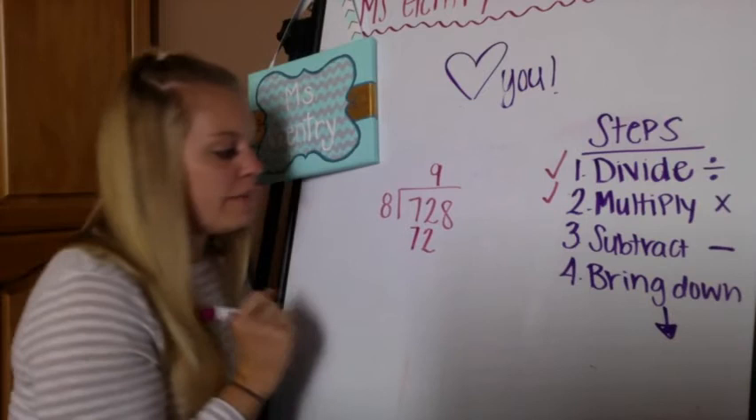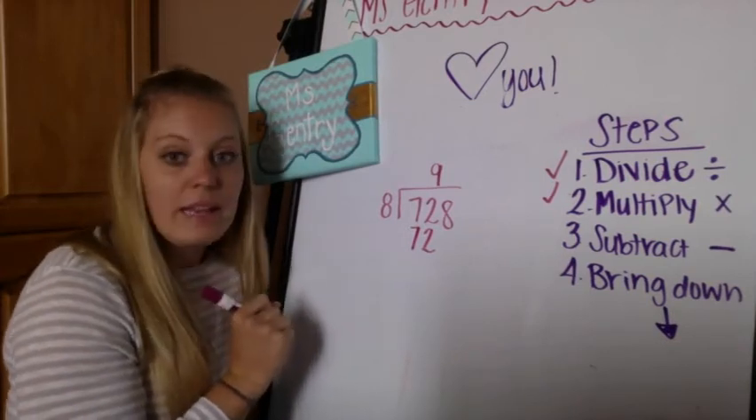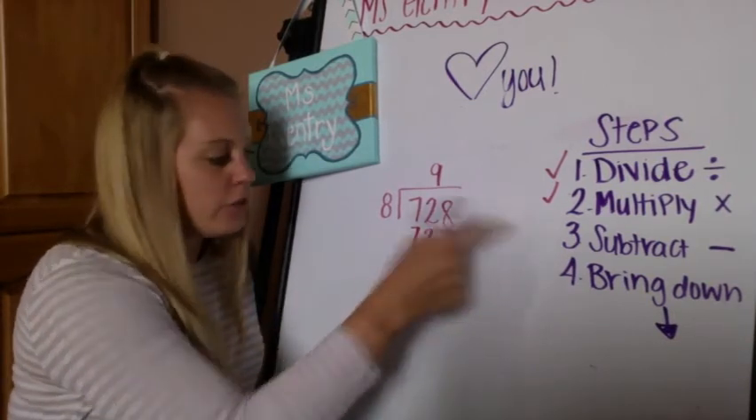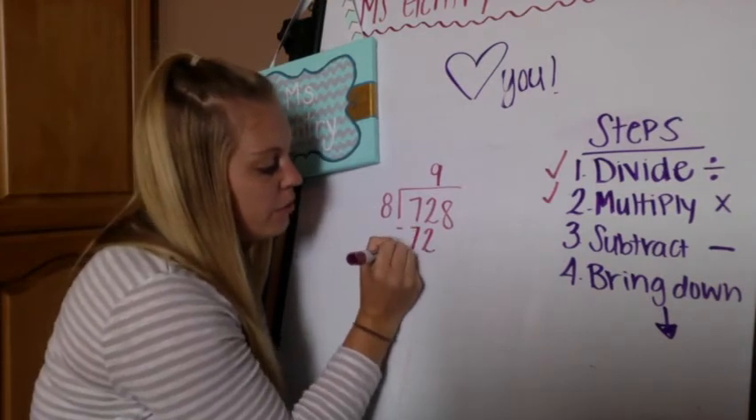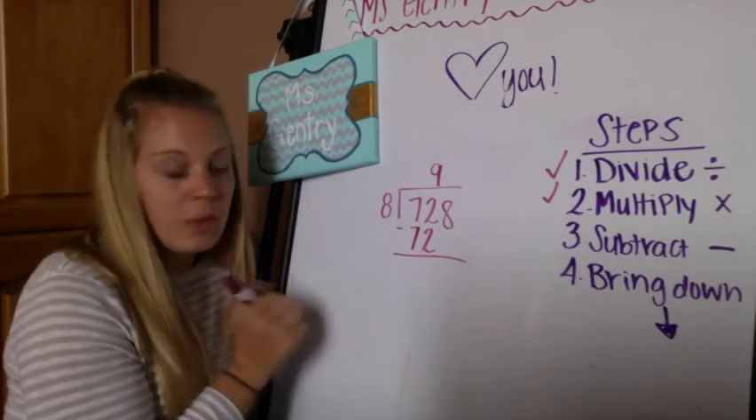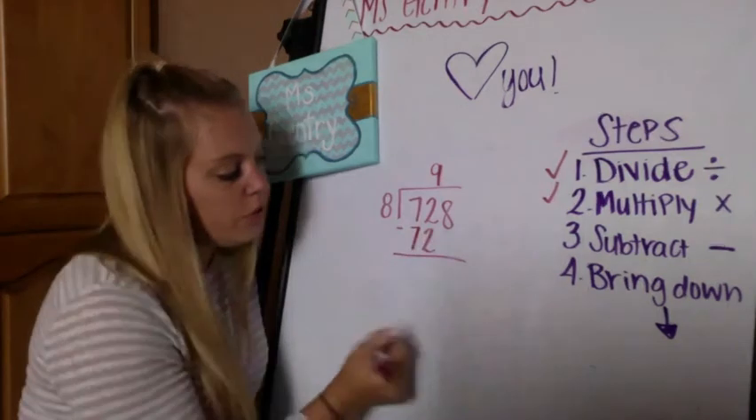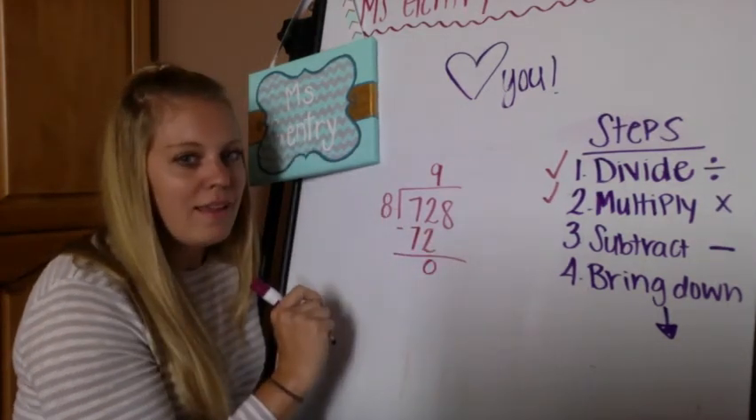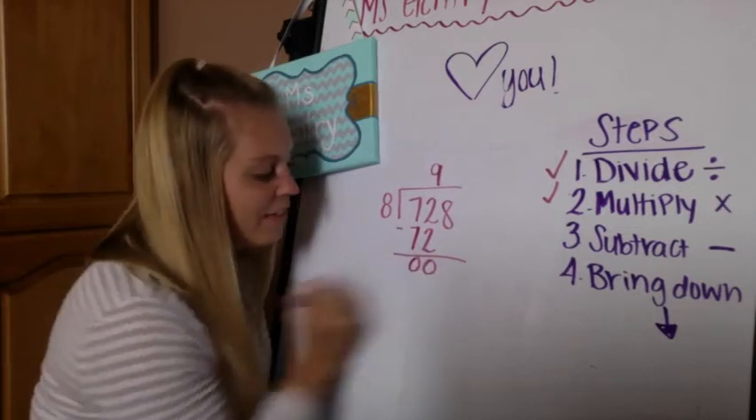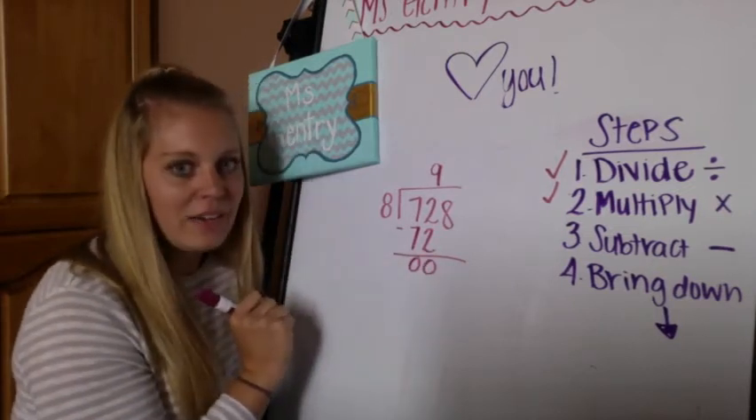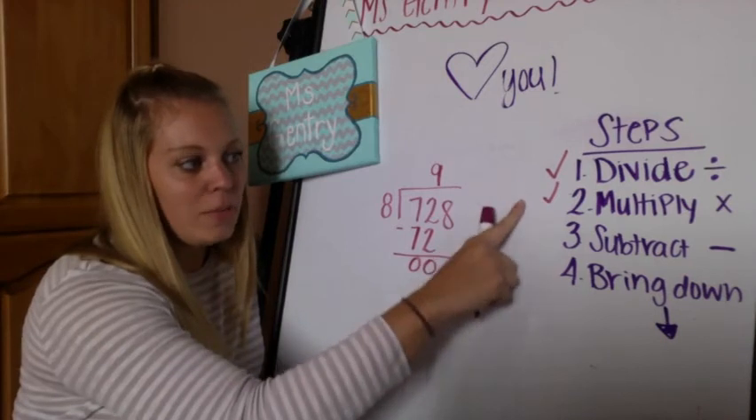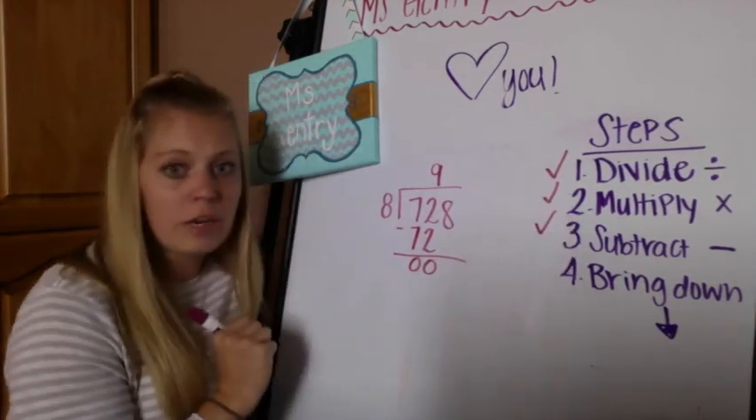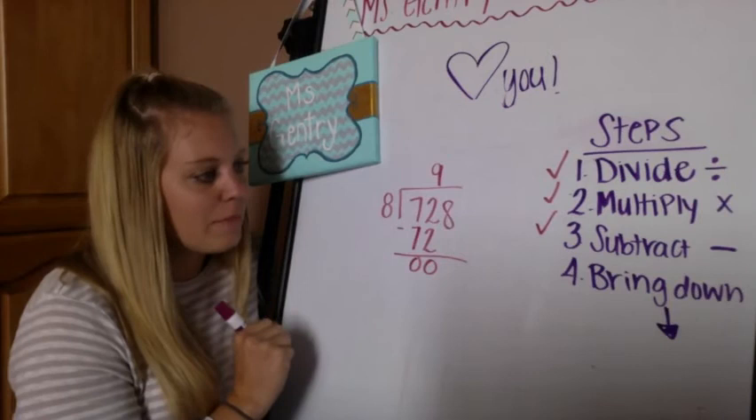8 times 9 is 72. We've multiplied. Now we're going to subtract. You got it. So we're going to take 72, subtract it from 72. Starting in the ones place, we're going to do 2 minus 2. That's 0. 7 minus 7, 0. All right. How you doing? We just did dividing, multiply, and we just subtracted. We're already on step 3. Let's get to step 4.